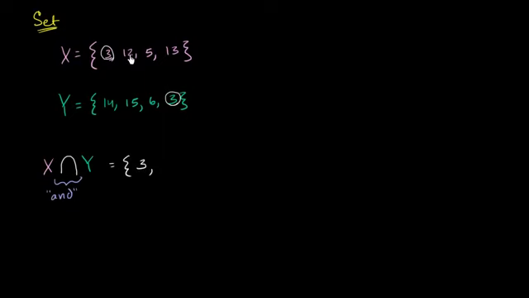Now, the number 12, that's in set X, but it isn't in set Y, so we're not going to include that. The number 5, it's in X, but it's not in Y. And then we have the number 13 is in X, but it's not in Y. And so over here, the intersection of X and Y is the set that only has one object in it. It only has the number 3. So we are done. The intersection of X and Y is 3.